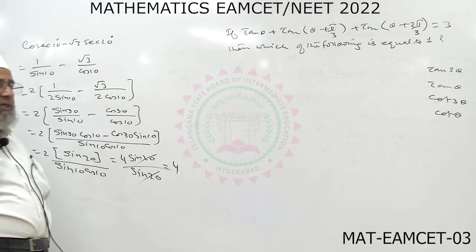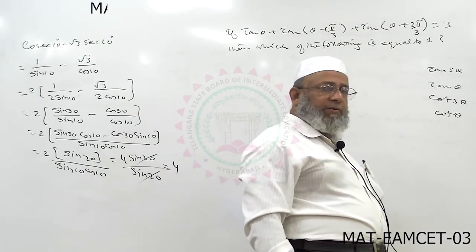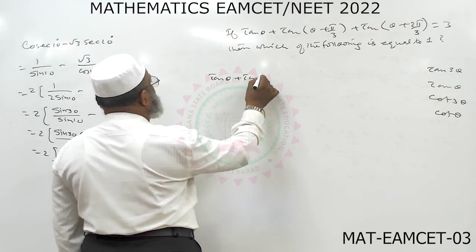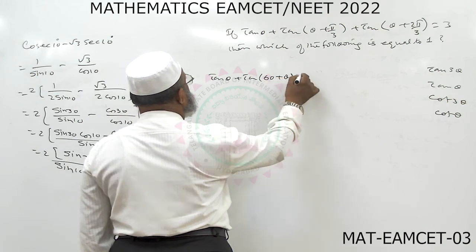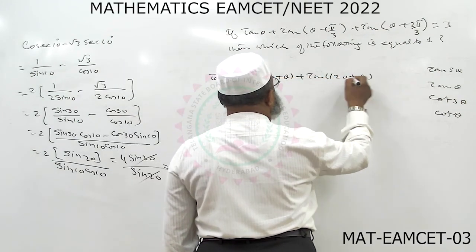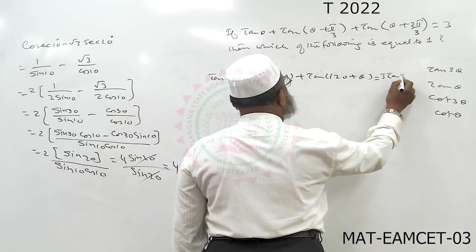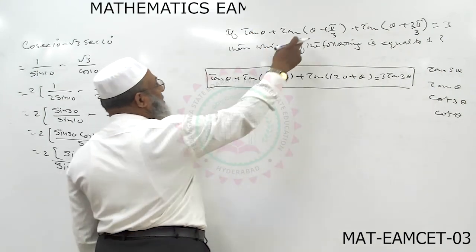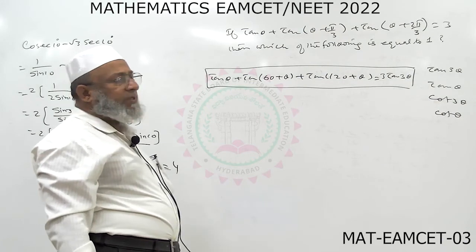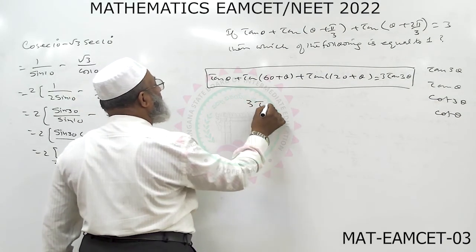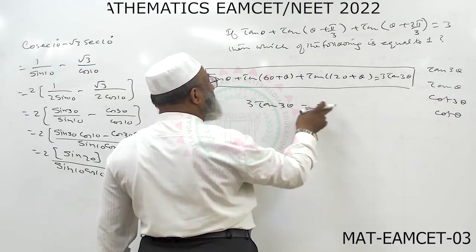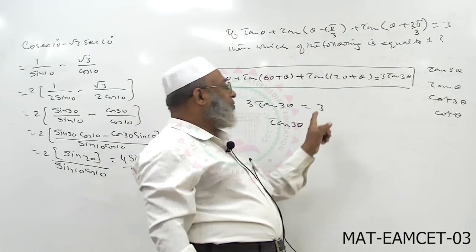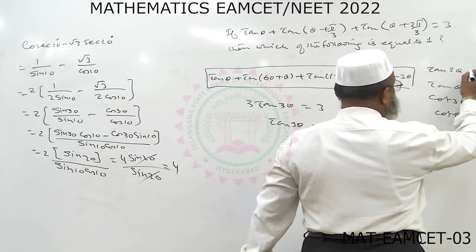So this is again a standard formula. If you remember this result, tan theta plus tan of 60 plus theta plus tan of 120 plus theta is equal to 3 tan 3 theta. So if I compare, this is equal to 3 tan 3 theta is equal to 3. 3 cancels, so tan 3 theta is equal to 1. He is asking which of the following is equal to 1. So 1 is equal to tan 3 theta. Therefore, my option is tan 3 theta.